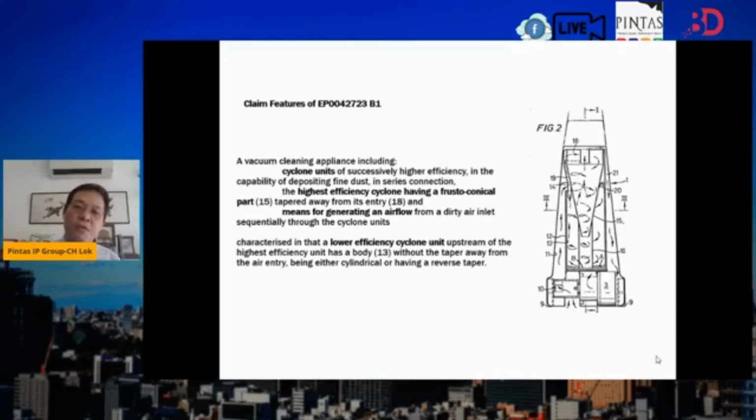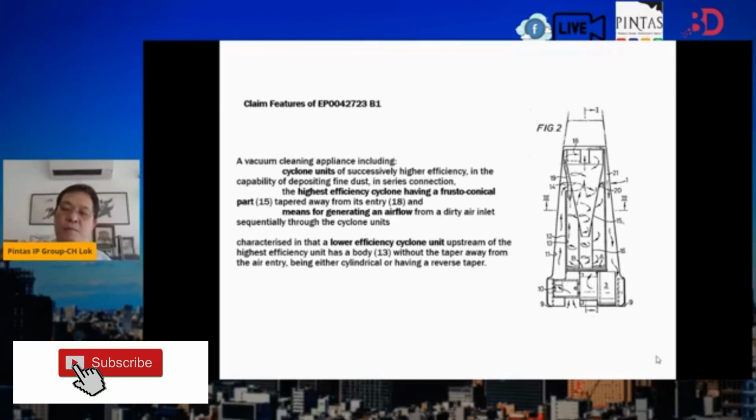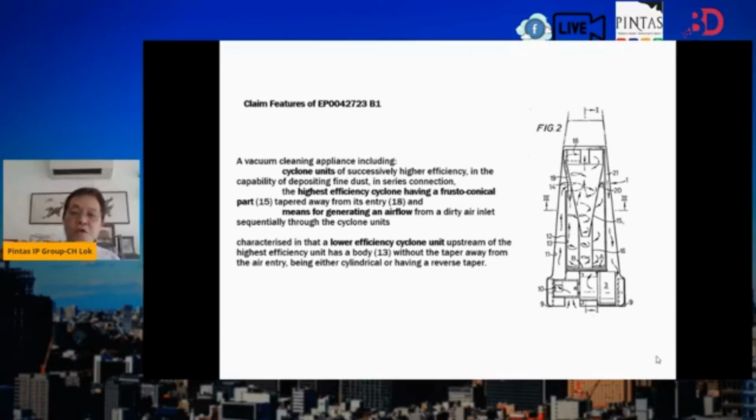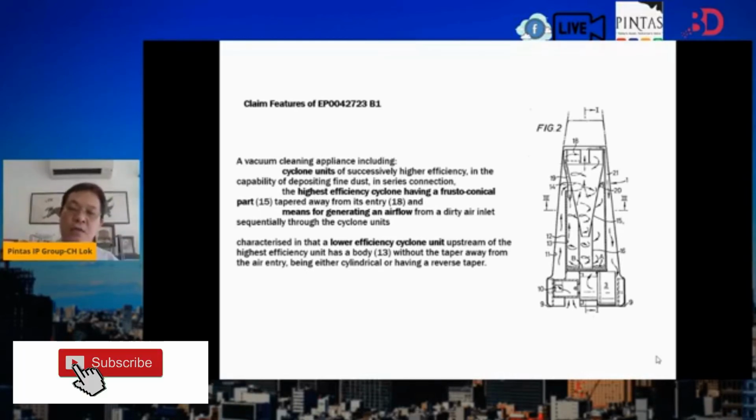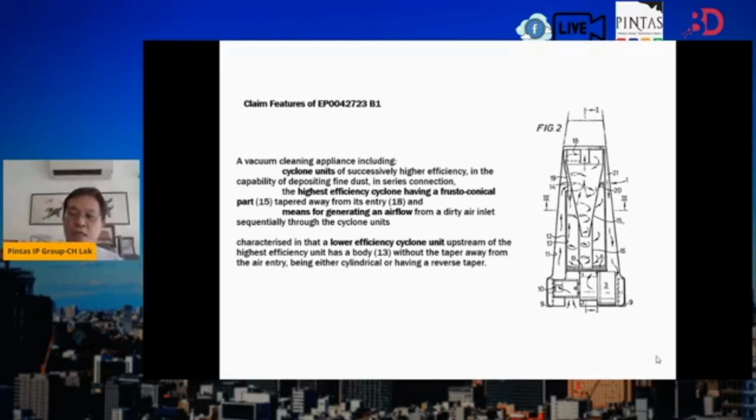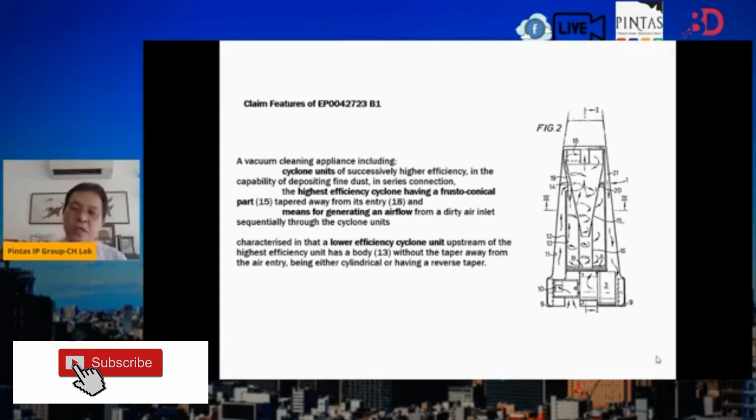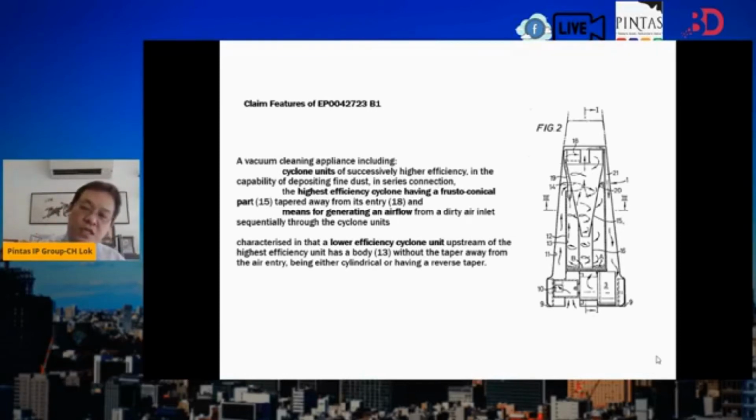The claim reads that the first element is you have cyclonic units of successive higher efficiency. So the first cyclonic unit is outside, and the second cyclonic unit is inside, and it gets faster from the first to the second, so it's successive higher efficiency. The higher efficiency cyclone has a frusto-conical part. You get a cone, and you have a means of generating the airflow, which is a motor, and it is characterized in that the lower efficiency unit upstream of the higher efficiency unit has a cylinder, to collect dust. So basically, it's two cyclonic units, one cone, one cylinder, and a motor to actually create the cyclone air. So it doesn't say it's two or three. It says cyclonic units of successive higher efficiency.